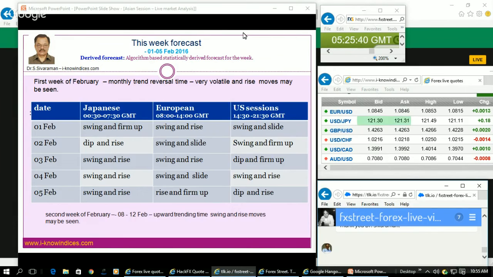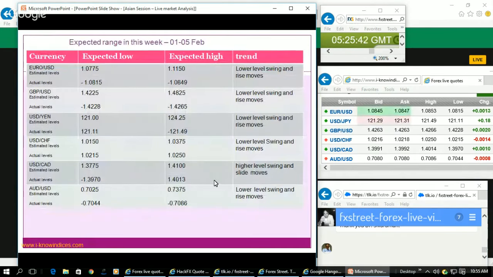Okay. The expected levels in which the currencies are to trade this week are given here. So you will come across slow gains in Euro, GBP and USD yen. Either way moves in the case of USD CAD and USD CHF, and slow gains in the case of Australian dollar. So these are all the expected moves.